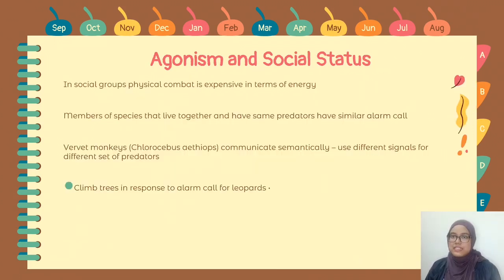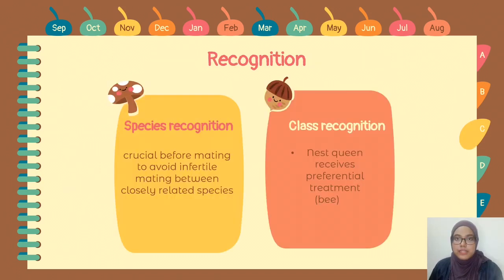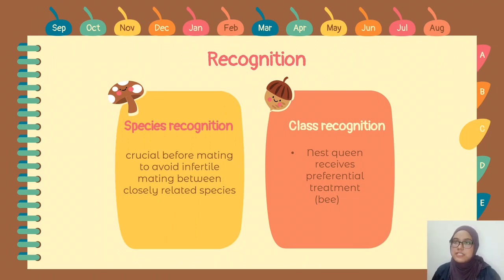The next function is organism and social status. The members of a species that live together and have the same predator will have the same alarm call. An example is the vervet monkey. They will climb the tree in response to the alarm call for leopards. The next function is recognition. The first recognition is species recognition. This is crucial before mating because they will avoid infertile matings between closely related species. Next is class recognition. For example, a nest queen will be treated differently. They will have special treatment.